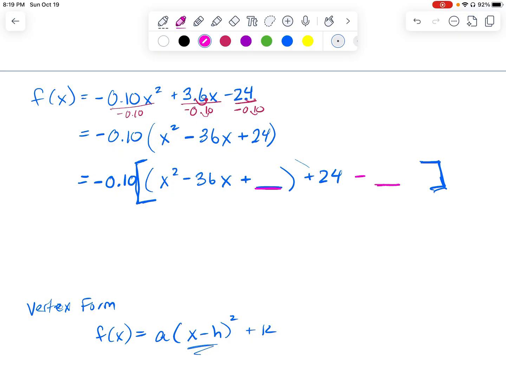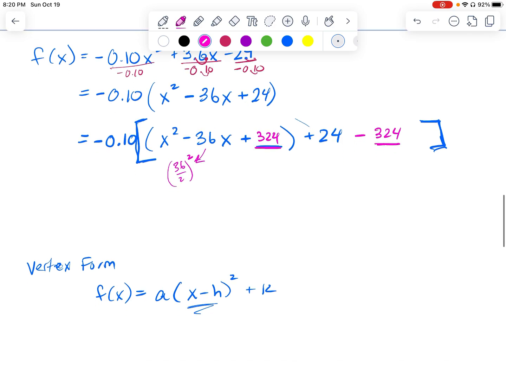So to figure out how to complete the square there, I take that 36, or that middle term of this quadratic that I'm trying to complete the square on, take the middle term, divide it by 2 and square it. So that's 18 squared, which gives me 324. And whatever I add here, I've got to subtract over here so I don't change the value.